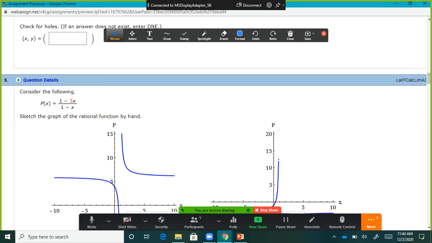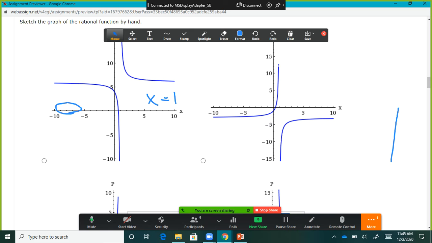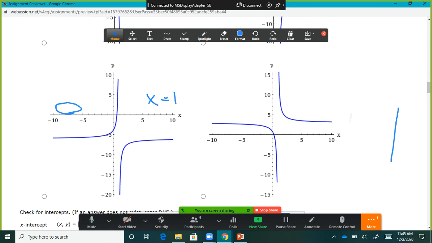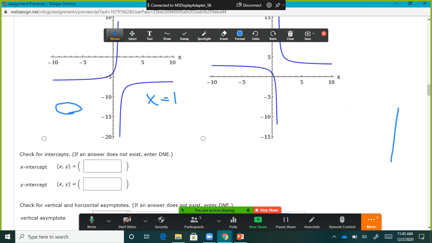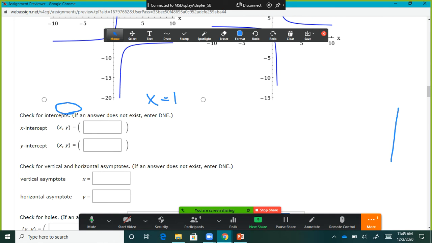Number one thing I can notice real quick is where is there going to be a vertical asymptote? Right here, I look at the bottom. 1 minus what would be 0, and that would be 1. So I know there's a vertical asymptote at x equals 1. So if I look at my graphs, both of those have asymptotes at x equals 1. Looks like they all three do. So I'm going to have to do more than that. But my answer down here at the bottom, the vertical asymptote, that's what's going to go right there. X equals 1 right down there.